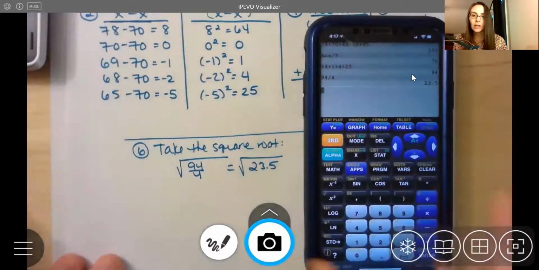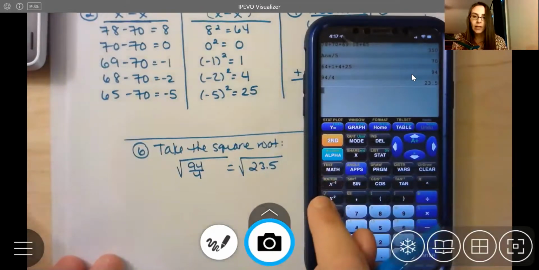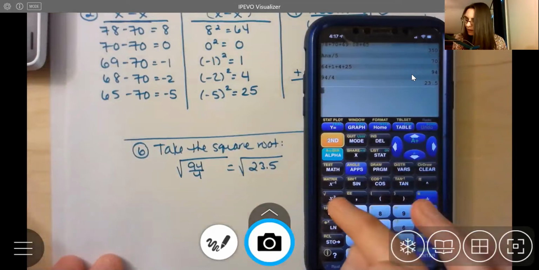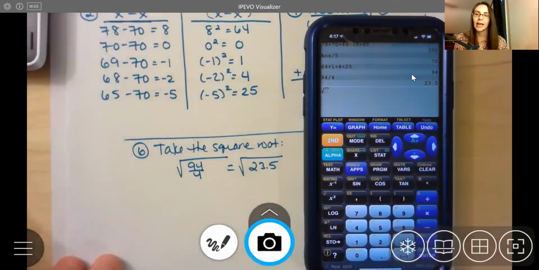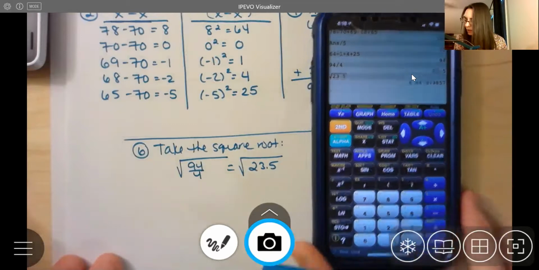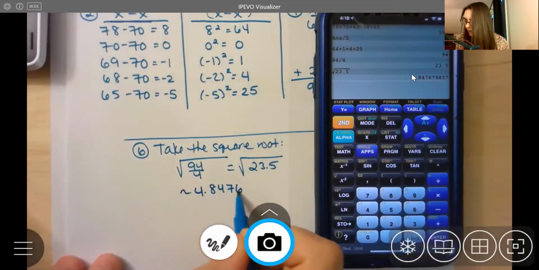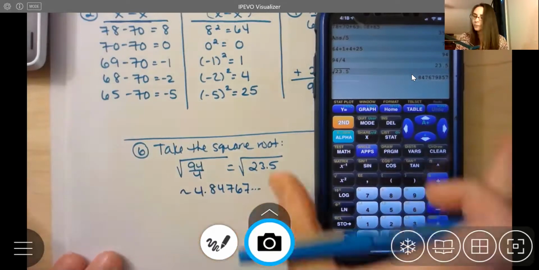Now on my calculator, the square root button is right here with the x squared piece. So I hit second and then x squared, and I'm using the TI-83/84 series. It's just the app version. And then I put 23.5, I hit enter, and I get about 4.8476, etc.